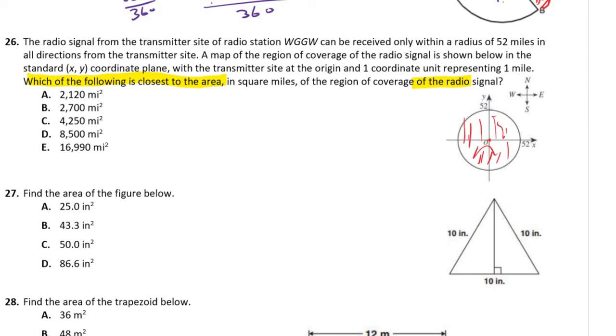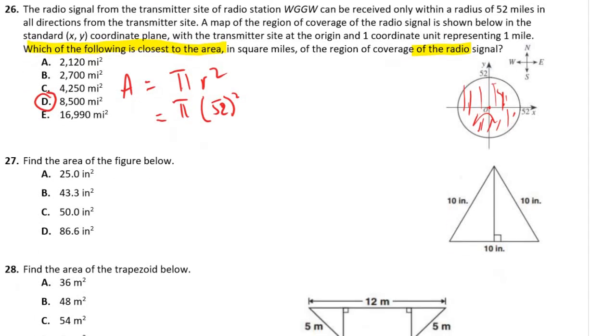To find area, we do pi r squared. You have to memorize that. That's area there. So pi times, the radius is 52. So this is a kind of straightforward question. If you put that on your calculator, you will get straight away 8,500 on my calculator. So no wasting of time.